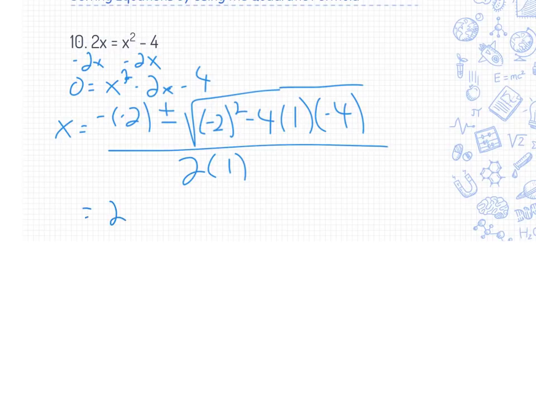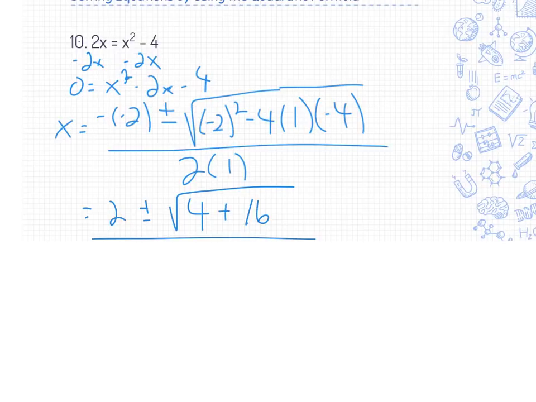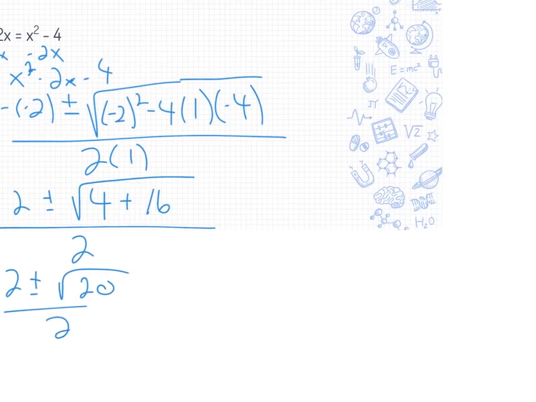Alright, then simplifying from there, we get two negatives there, make a positive 2, then we get plus or minus the square root of negative 2 squared, which is 4, minus 4 times 1 times 4 is 16, and then the two negatives make a positive, and then all over 2. And then from there, we're going to want to combine our like terms inside, so we get 2 plus or minus the square root of 20, all over 2.